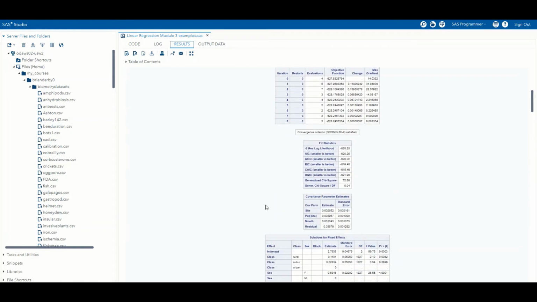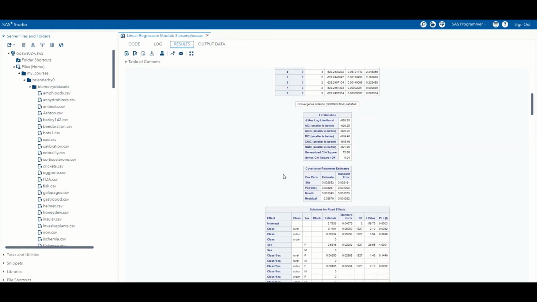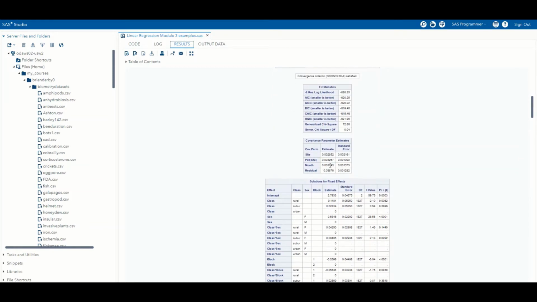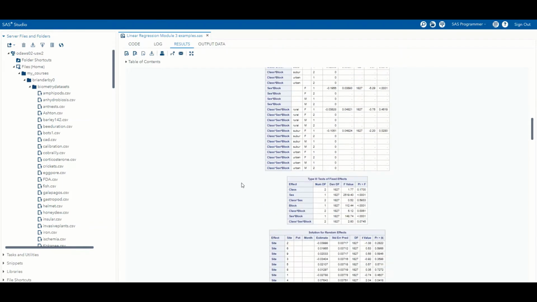And here, a lot of times block is a random effect. Here it's actually a fixed effect, just a heads up. So it looks like now in this situation, pot has the most variability, has the most randomness, then site, then month. So that might be important.